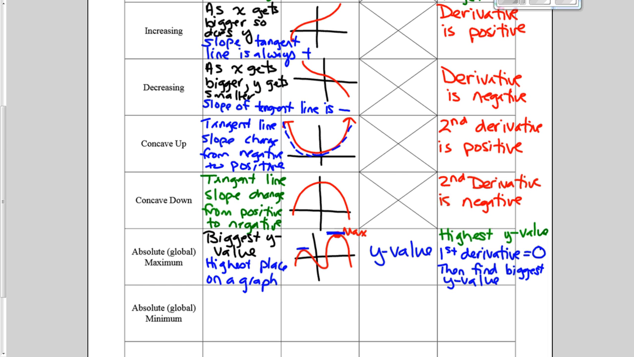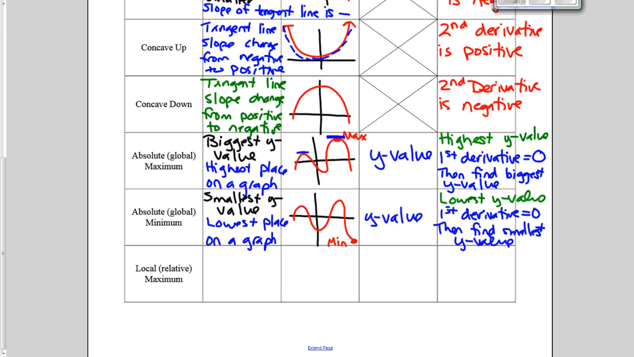So what I'd like you to do now is the next row, which is the absolute or global minimum. So go ahead and complete that row after you pause the video. So here's the absolute or global minimum row. So pause the video to complete that one.